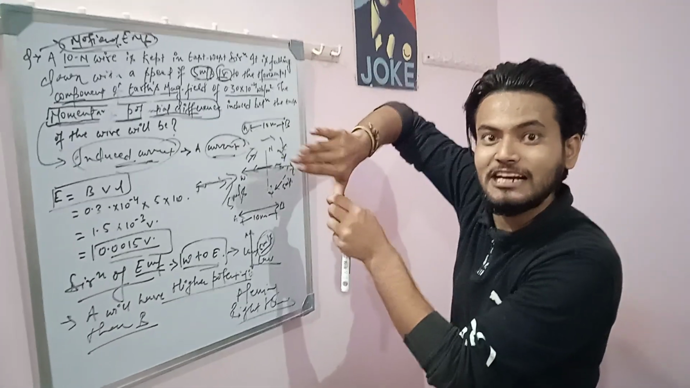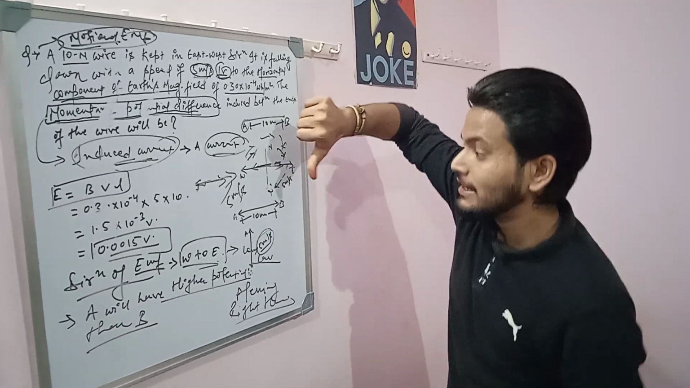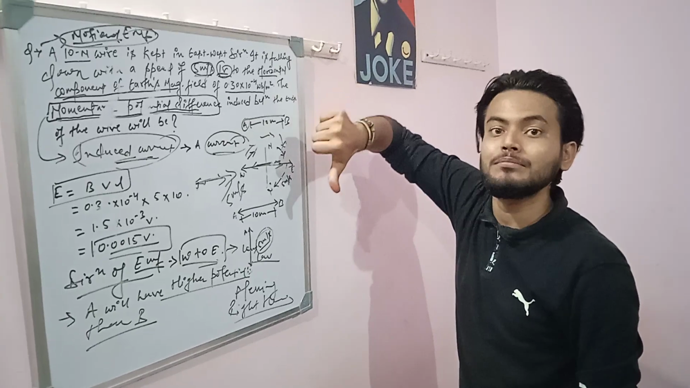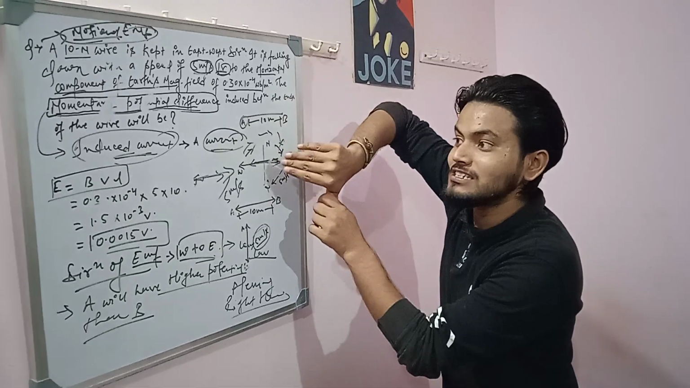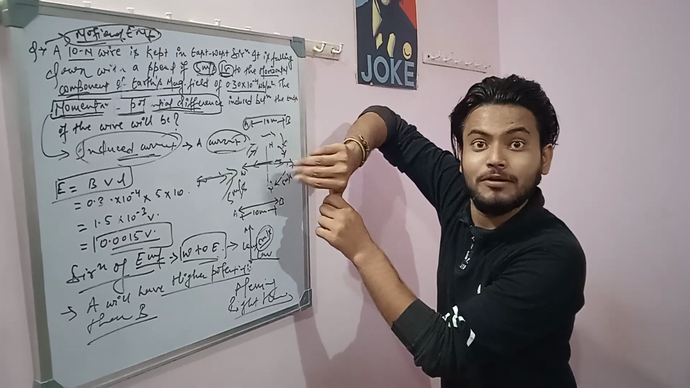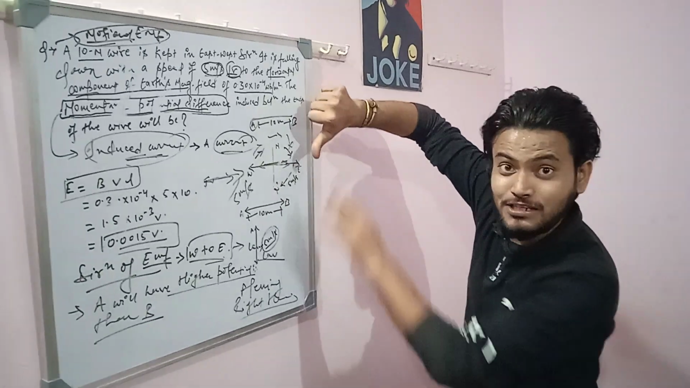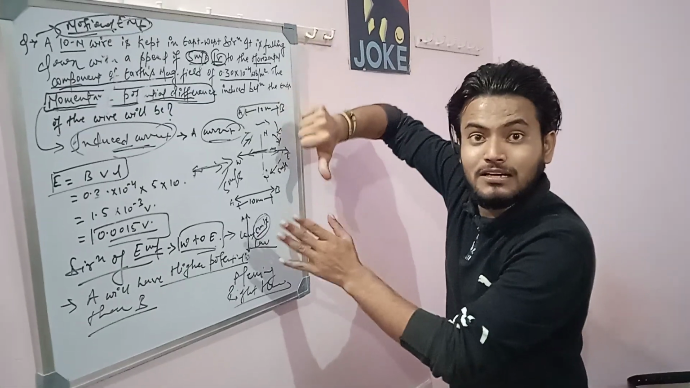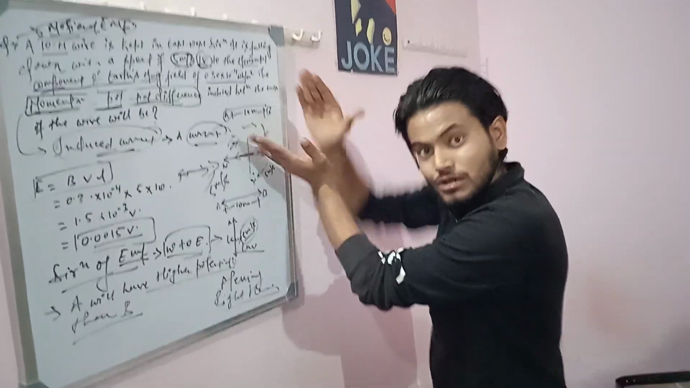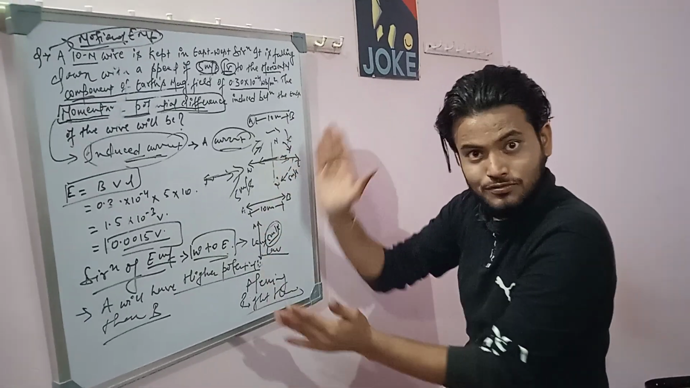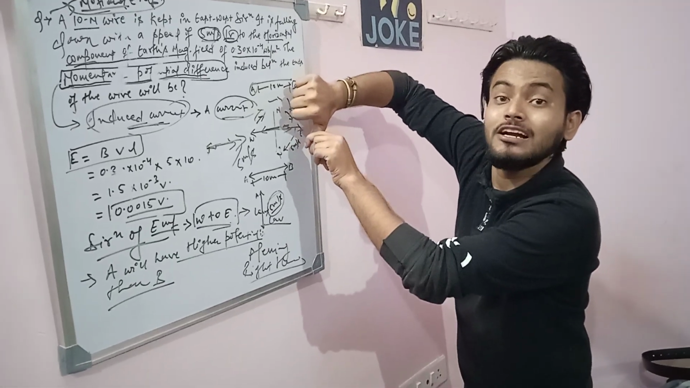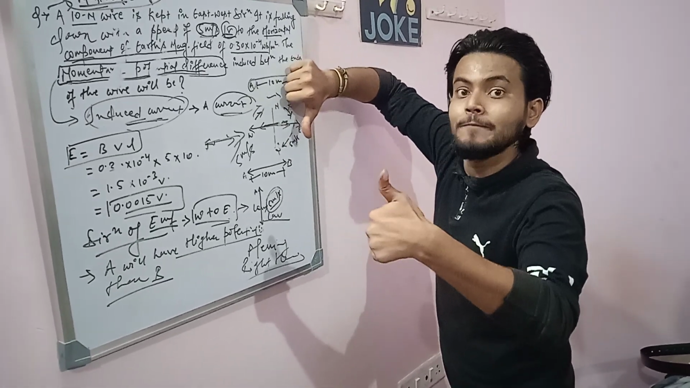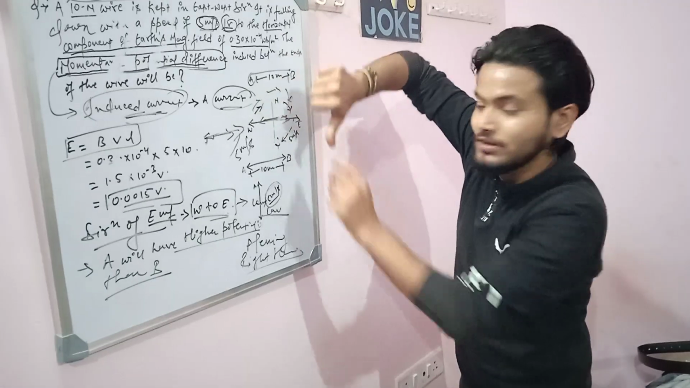Sorry, this is the thumb, right? The thumb shows the direction of motion of the conductor, and this shows the direction of induced EMF. So here the direction was vertically downward, right? The wire was falling from horizontal to vertical, so the wire, the conductor, is moving downward, which means the thumb will point downward.